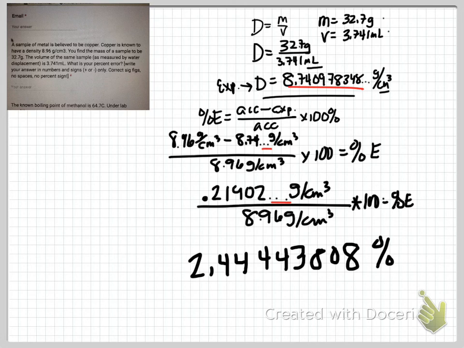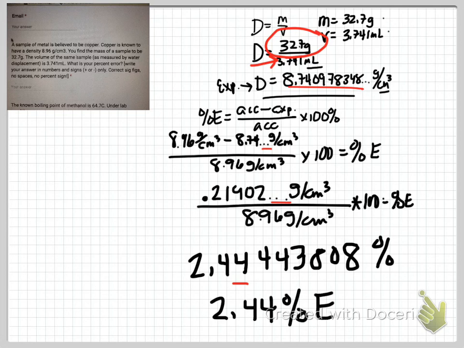3. Now I did have one measurement up here that had more. This volume had 4 sig figs, but my mass had 3. So, and that's a measurement that I took. So my final answer for this is going to be 2.44% error, which isn't terrible. It's okay. It's not great, but we can live with that. Questions, comments, concerns?